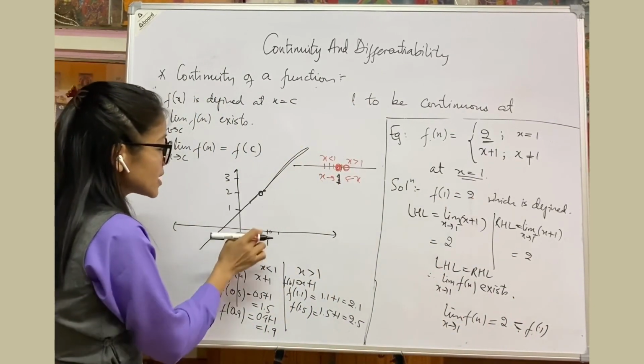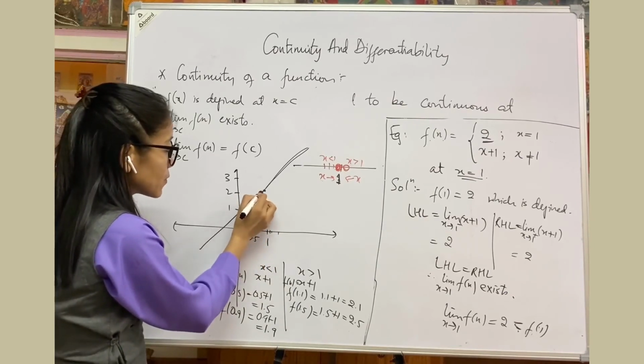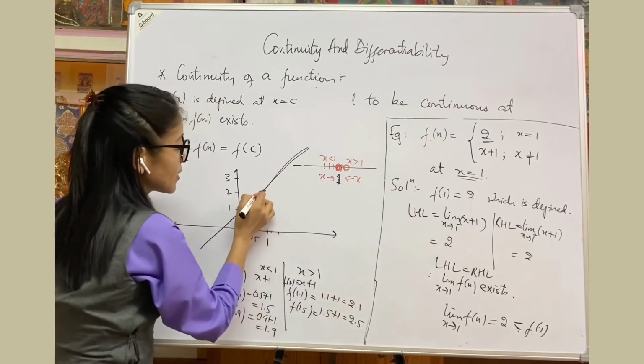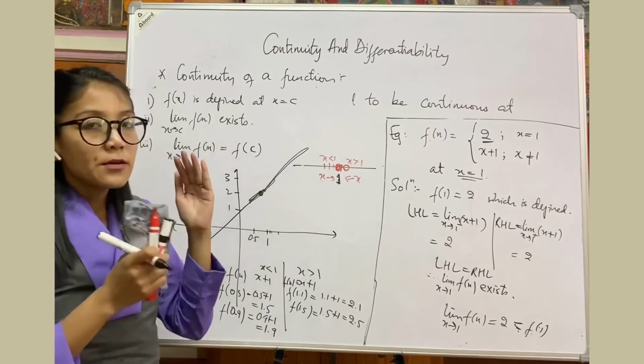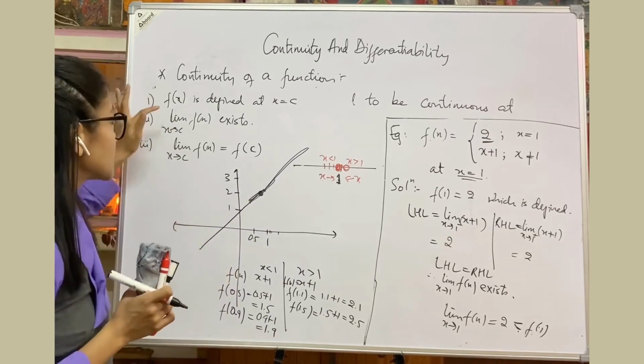So then the graph, when x is equal to 1, f of 1 is equal to 2. So the graph is continuous. Is that clear? So therefore, for the function to be continuous at a point, the function should satisfy these three conditions.